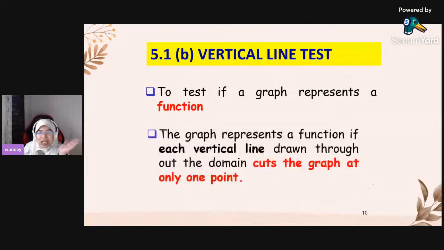test. Okay, so the graph represents a function if each vertical line drawn through our domain cuts the graph at only one point. Okay, so when we draw a vertical line throughout the graph, starting from the left hand side to the right hand side or right hand side to the left hand side, the line must cut at only one point. So if let's say the line cuts from x equal to 1 until x equal to 2, then the graph does not represent a function. So we got to do a vertical line test.